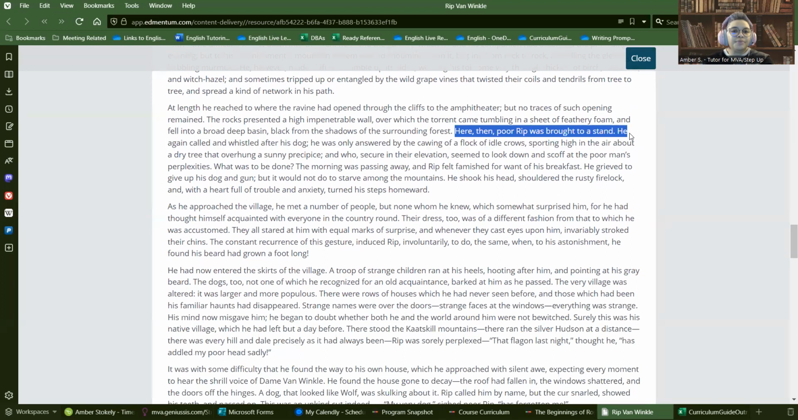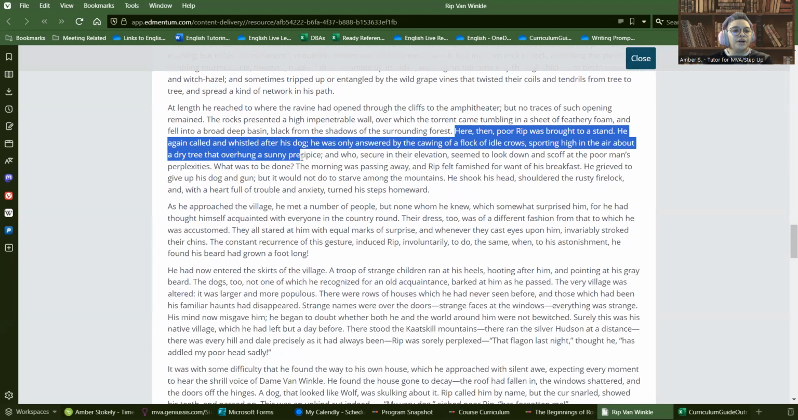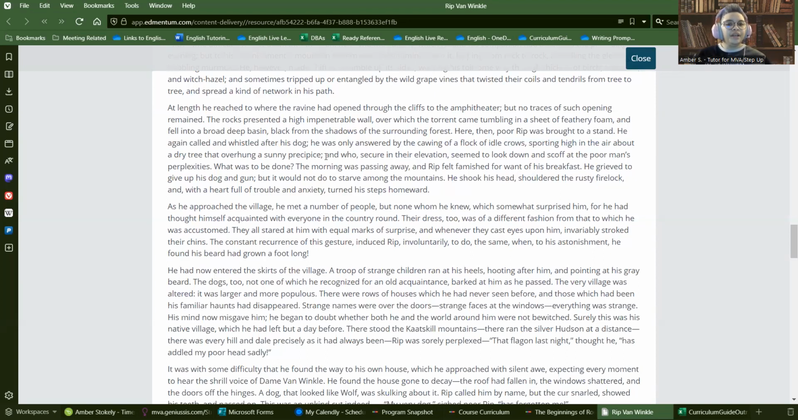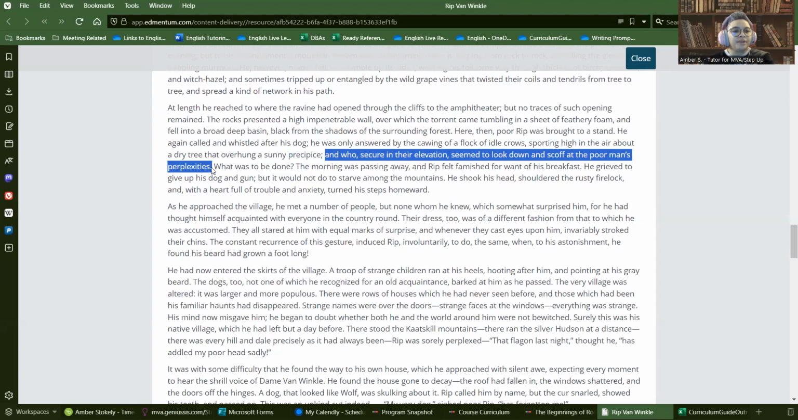Here, then, poor Rip was brought to a stand. He again called and whistled after his dog, and was only answered by the cawing of a flock of idle crows, sporting high in the air above a dry tree that overhung a sunny precipice. So he's calling for his dog. He's not getting any answer. There are some crows that are flying nearby, and it says, who, secure in their elevation, seem to look down at and scoff at the poor man's perplexities.